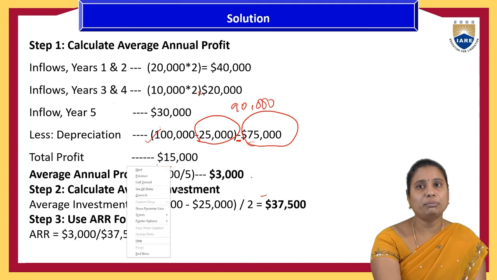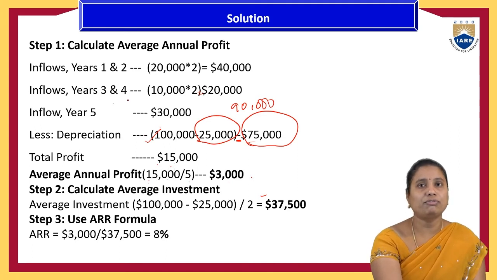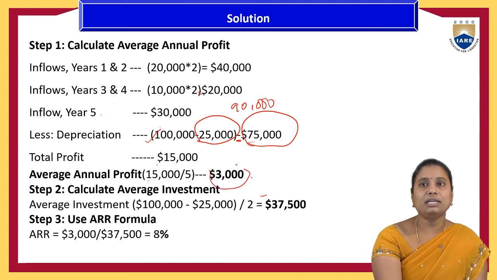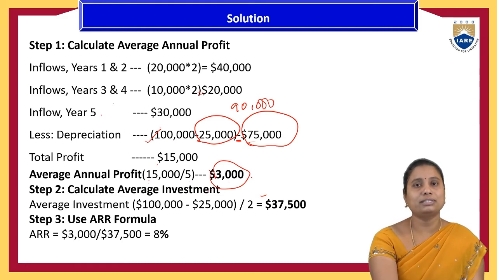15,000 is the profit for how many years? 5 years. 1, 2, 3, 4, 5 years. So on an average for every year, they are going to get a return of 3,000 rupees. So that is only what we have taken into consideration.